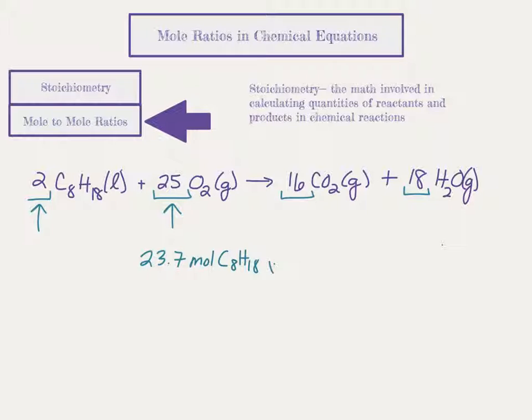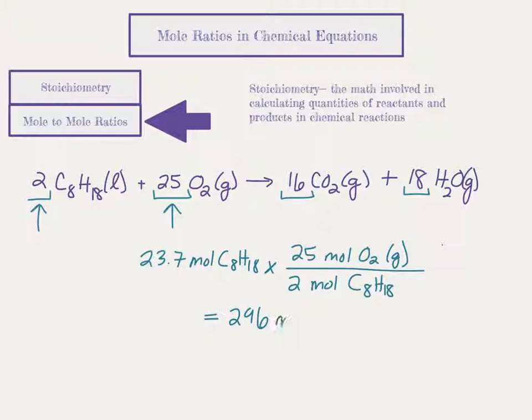I know that I need 2 moles of octane to react with 25 moles of oxygen gas. I can multiply across the top and divide by the 2 on the bottom to get 296 moles of oxygen gas after rounding for sig figs.